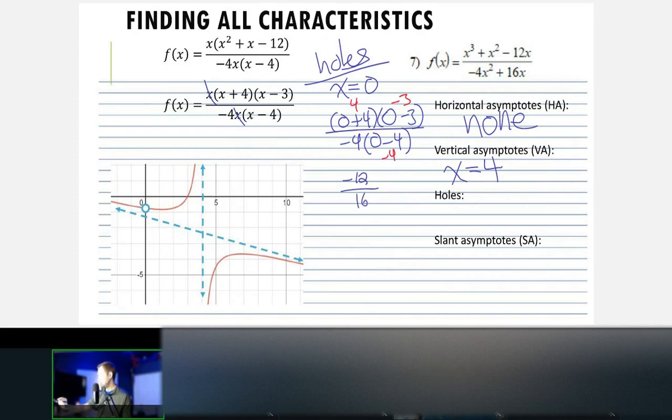So this reduces to, looks like 4 goes into 12 3 times, and 4 goes into 16 4 times. So -3 over 4 is the y value. So the coordinate is 0, -3 over 4. So that is the hole.